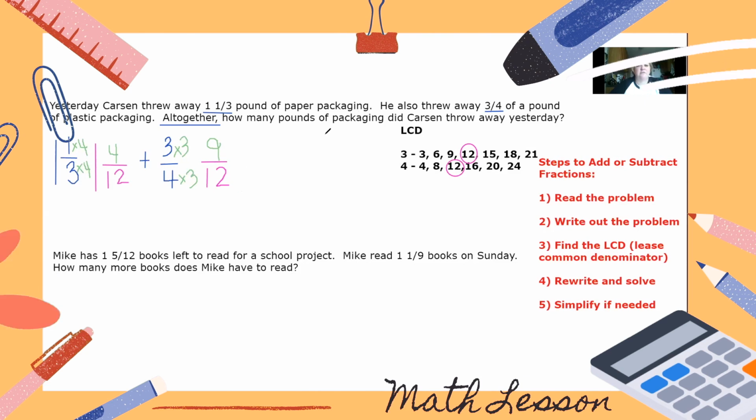We can now solve that problem by adding them together. First thing I need to decide is I have a whole number here of 1. I do not have a whole number here, so this is the same thing as 1 plus 0, and 1 plus 0 is 1. And then we have 4 plus 9. 9 plus 4 equals 13. And my denominator is going to stay the same since we found a common denominator, and my denominator will still be 12.